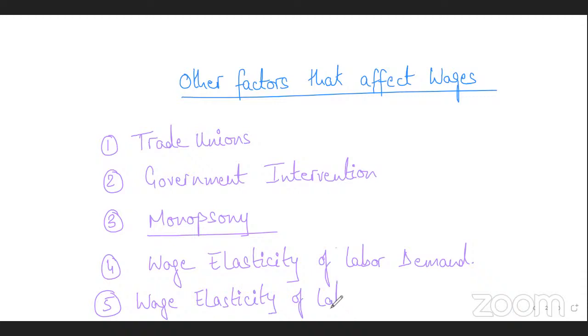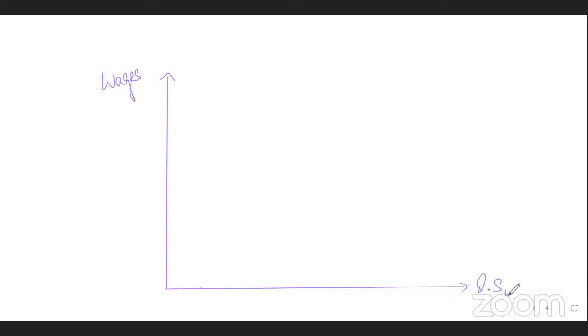Similarly, just like elasticity of demand was looking at how much will be the change in demand for labor due to change in wages, wage elasticity of labor supply calculates how much change will be in the supply of labor due to change in wages. So let's do it like this, right? You have wages on the y-axis and quantity supplied of labor on the x-axis. Now I'll make two supply curves, one like this and one like this.